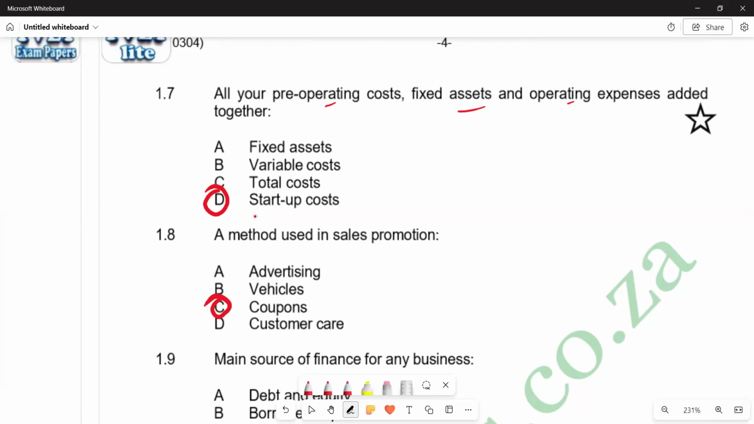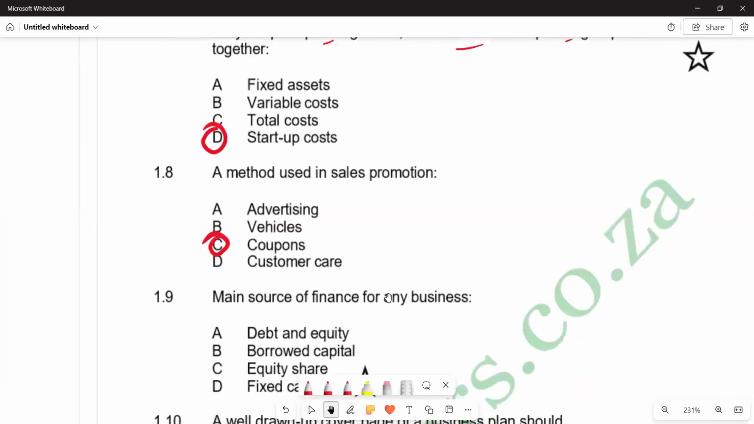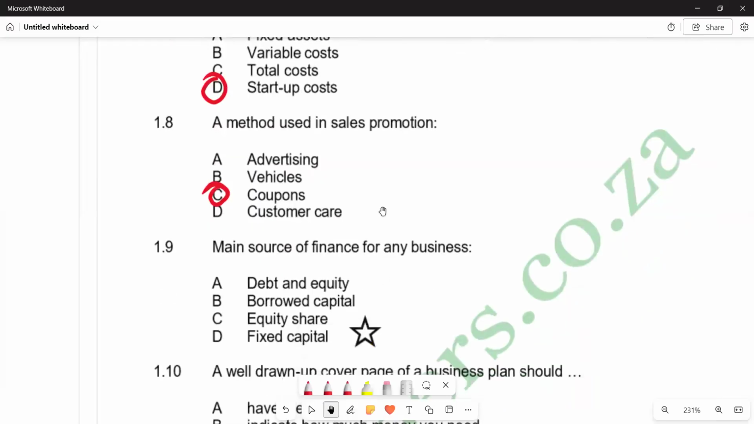And 1.9, main source of finance for any business. We know that obviously debt is one of them as a source of finance. And then we can never have borrowed capital, which is wrong phrasing.